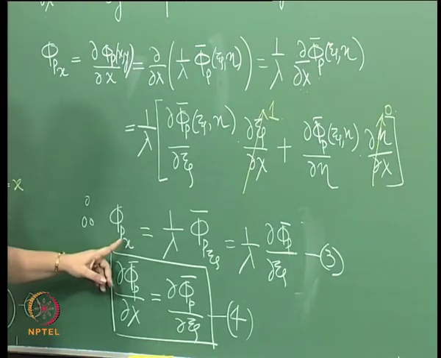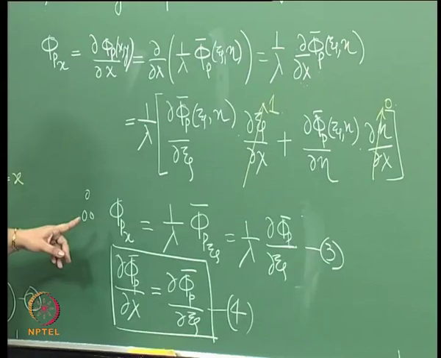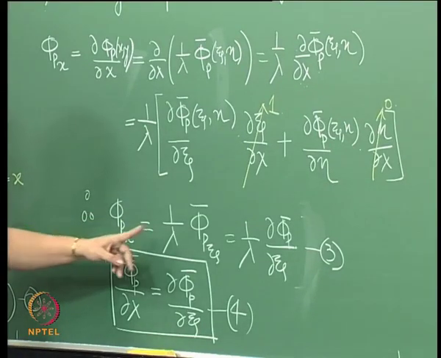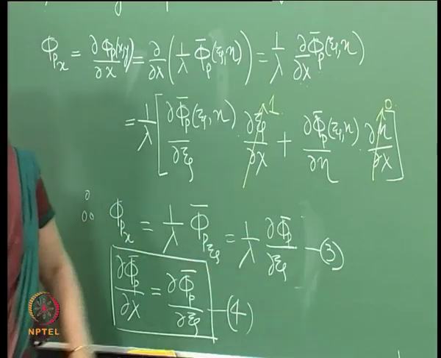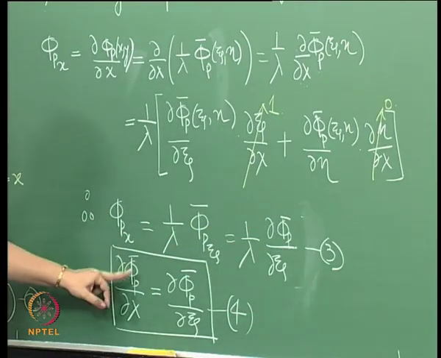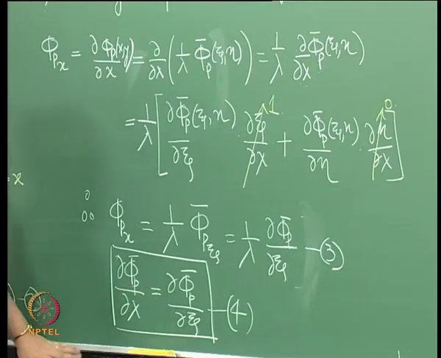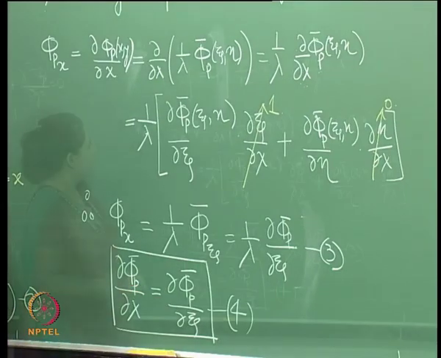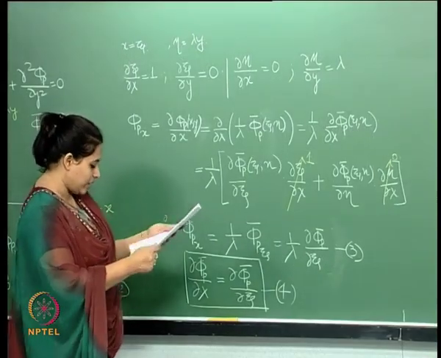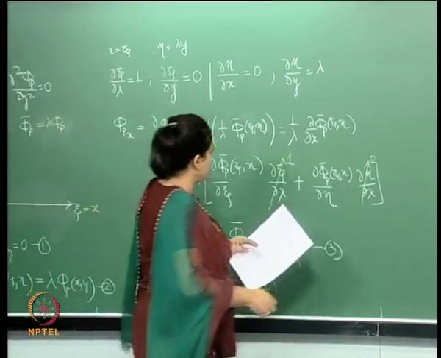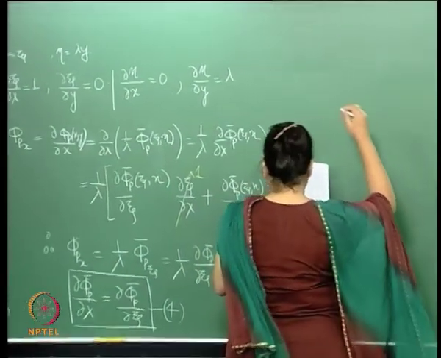So, what we get is a connection between del phi p del x and del phi p bar del z, and also del phi p bar del x is equal to del phi p bar del z. Okay. So, essentially having done that, let us use this.